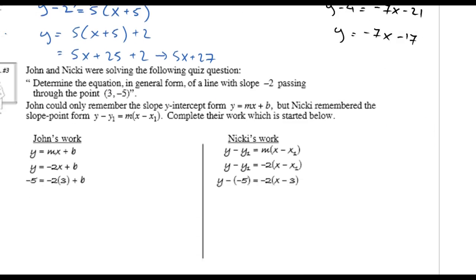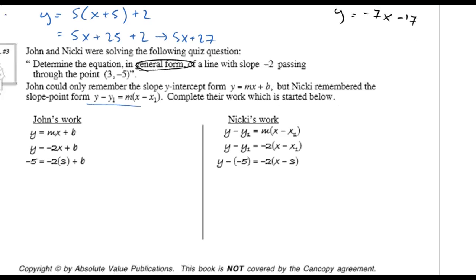Okay, this next example is kind of interesting. Let's look at it. We have two people, John and Nikki, solving the following quiz question. Determine the equation in general form of the line with a slope of -2 passing through the point (3, -5). So we have to put it into general form. John could only remember the slope y-intercept form, which is y equals mx plus b, but Nikki remembered the slope point form, and it says complete their work, which is started below.